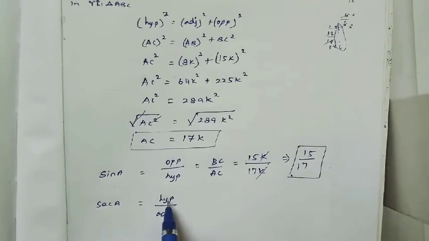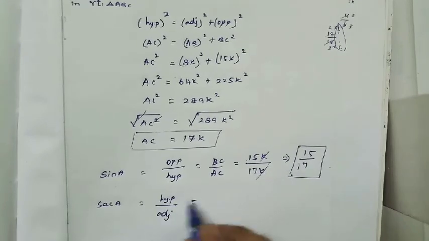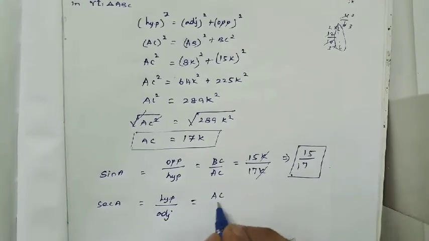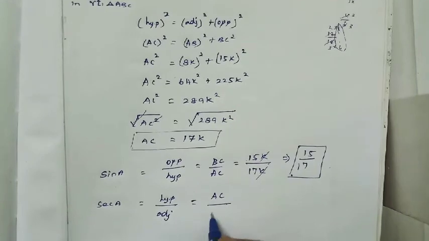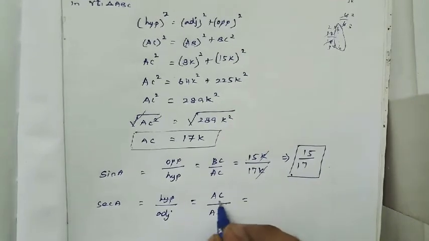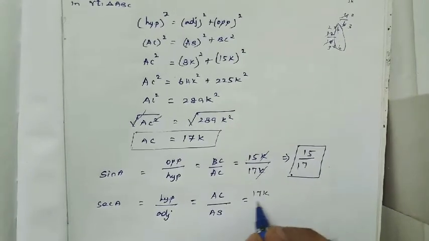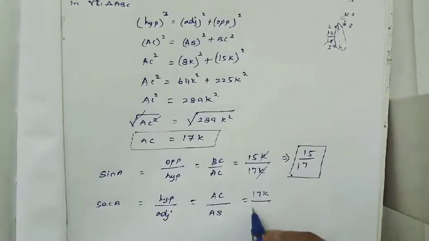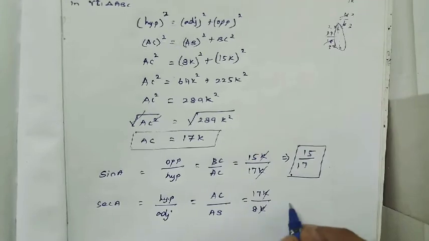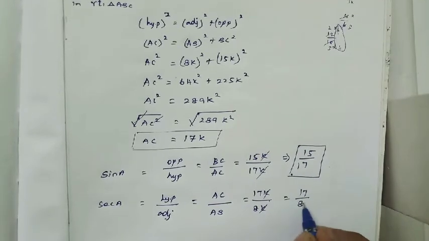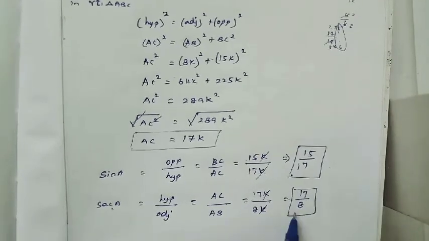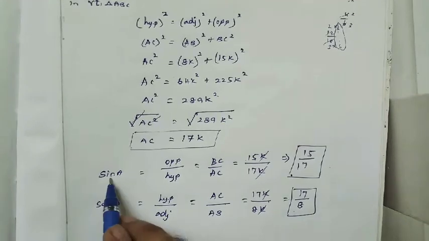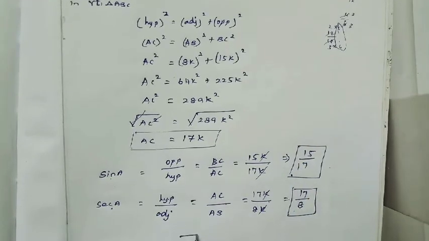Next, sec A is nothing but hypotenuse by adjacent side. Hypotenuse is nothing but AC, right? AC divided by adjacent, which is AB, right? So what is the value of AC? 17k divided by, what is the value of AB? 8k. K will get cancelled. 17 divided by 8. Therefore, sec A is equal to 17 by 8 and sin A is nothing but 15 by 17. Understood?